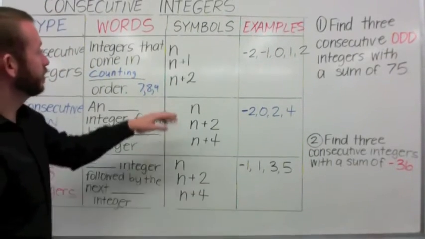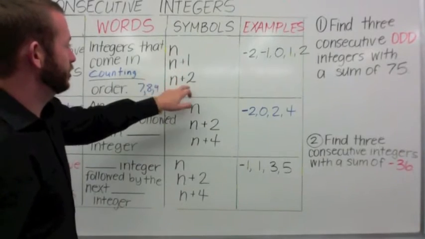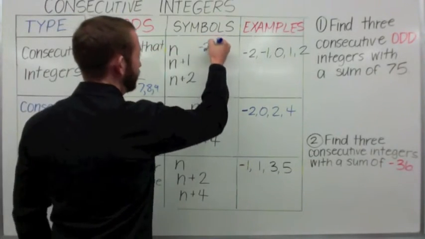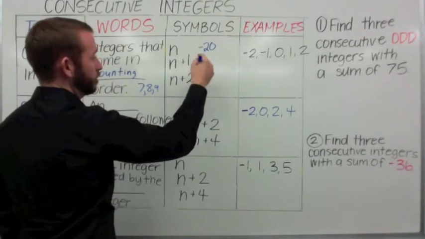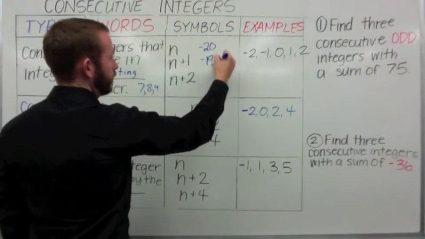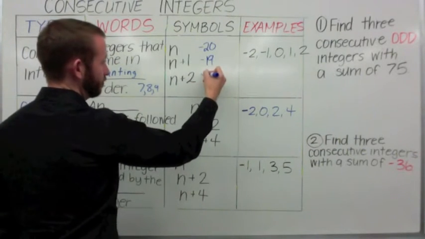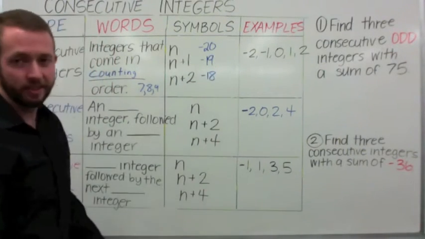Now, the symbols we'll use for these are n and n plus 1 and n plus 2. You might be like, what is n? N is any number you choose. Suppose you chose negative 20. What would negative 20 plus 1 be? Negative 19. And plus 2? Negative 18. And so they'd be consecutive integers still.